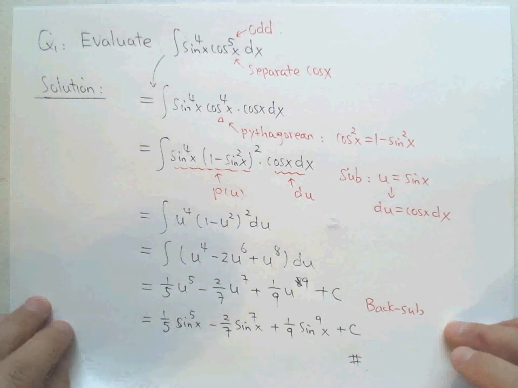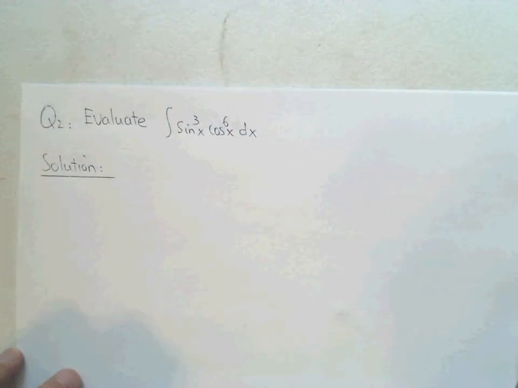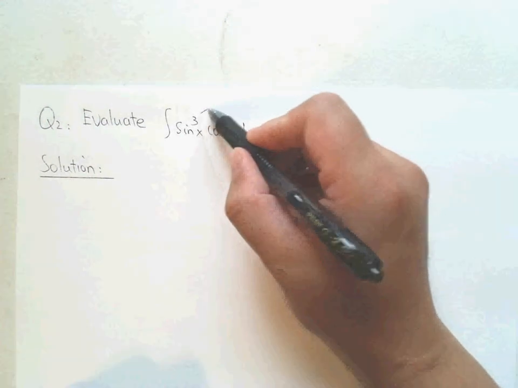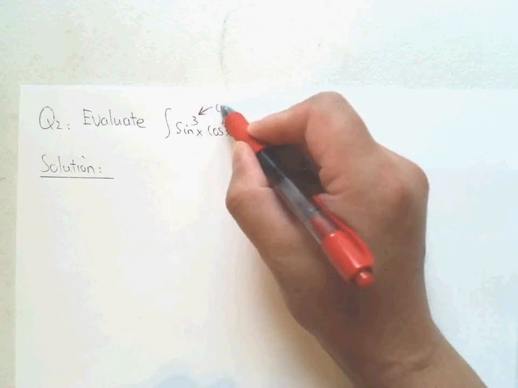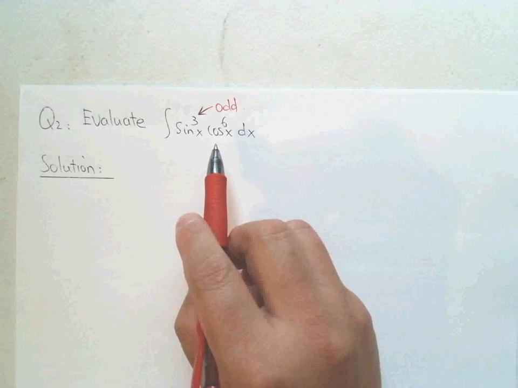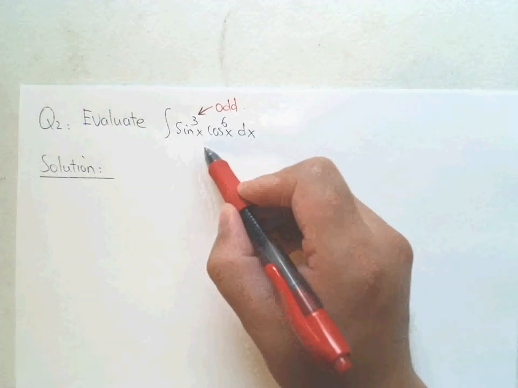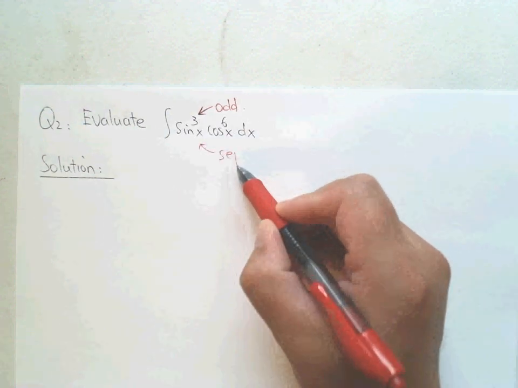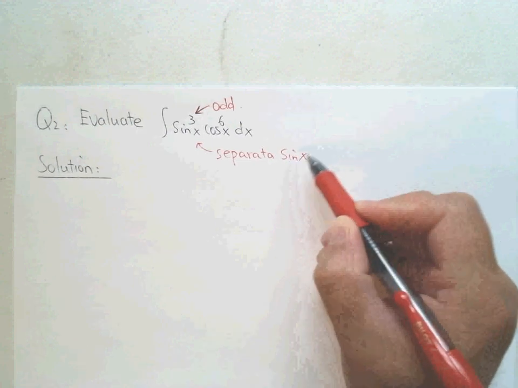Okay, we look at one more example. It's very similar. I hope you already get the idea. All we need to do, first, we look at which is odd. So this is odd, right? If this is odd, what type of substitution do we use later? Cosine. Make it ready. So we need to separate this first. We need to separate sine.